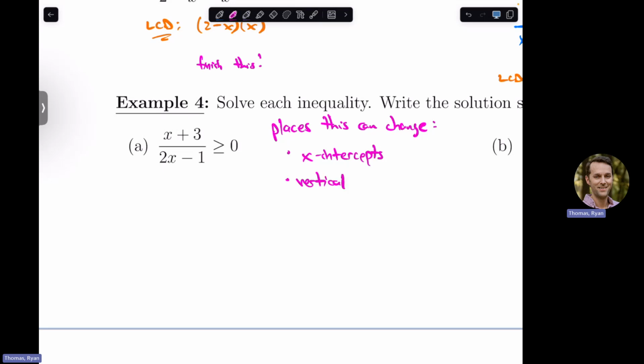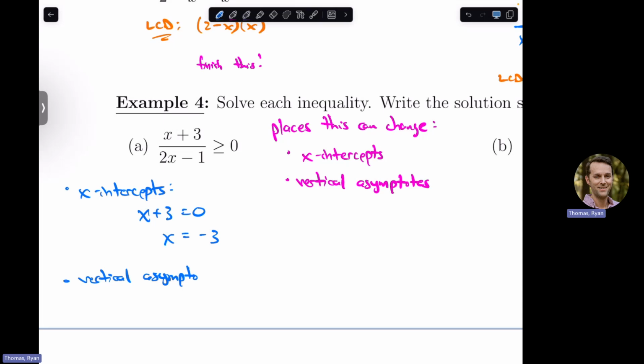Vertical asymptotes. Hey, I don't remember, are we really good now at finding x-intercepts and vertical asymptotes? Yeah, we are. Oh man, good news. Okay. So where does this have x-intercepts? How do you find them? Set the whole thing equal to 0. That means setting the top equal to 0. That gives you -3. What about vertical asymptotes?